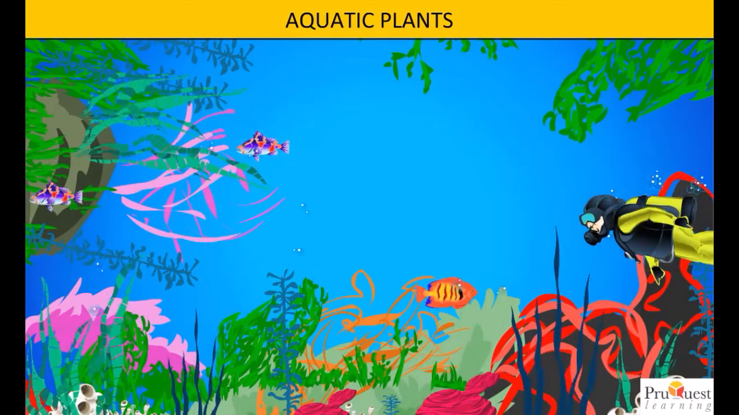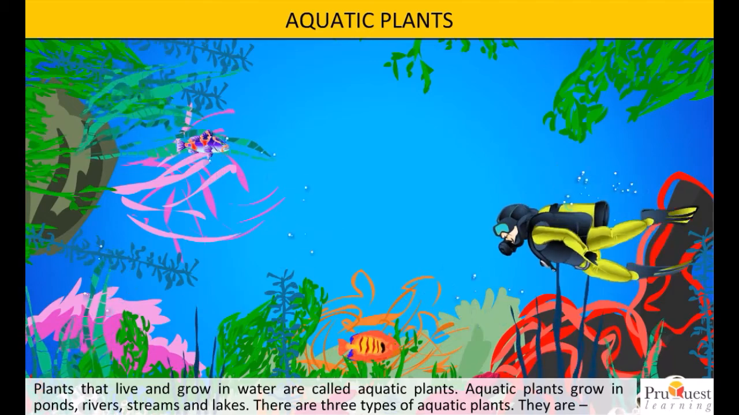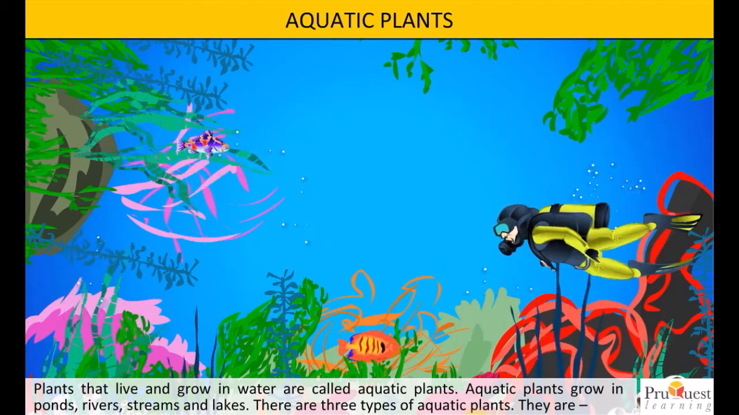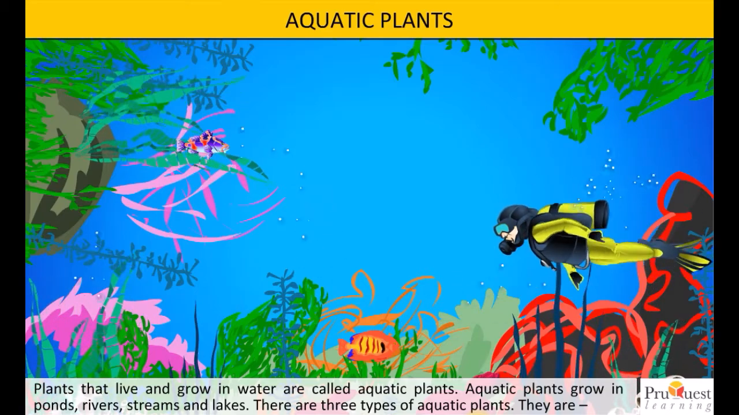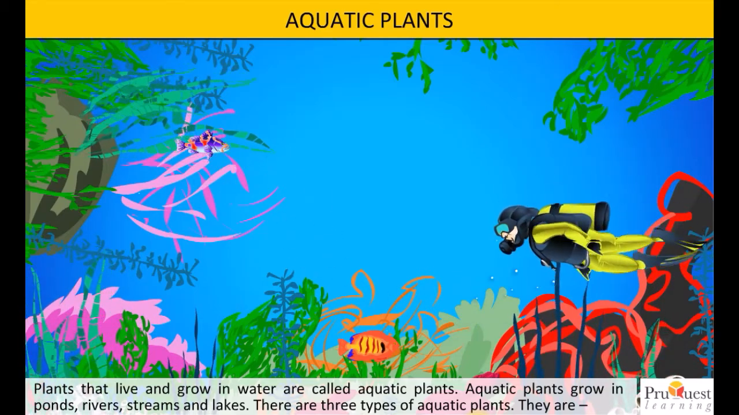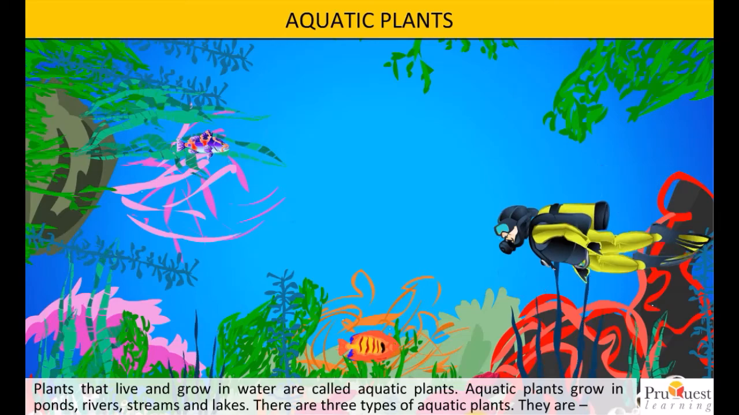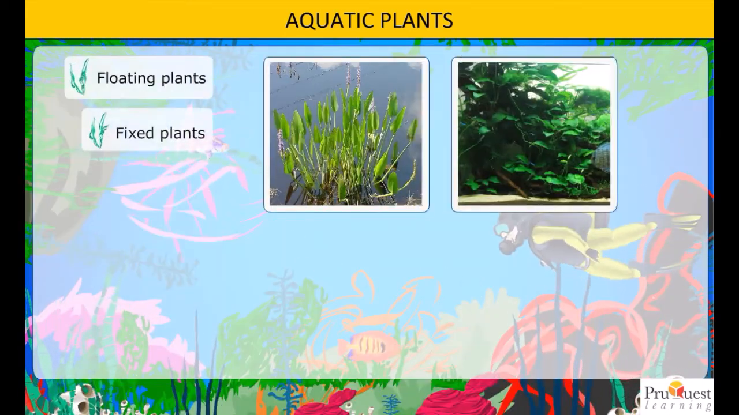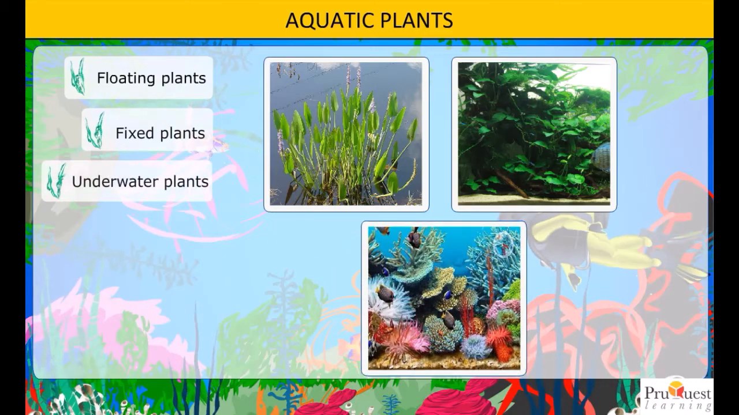Aquatic plants. Plants that live and grow in water are called aquatic plants. Aquatic plants grow in ponds, rivers, streams, and lakes. There are three types of aquatic plants. They are floating plants, fixed plants, underwater plants.